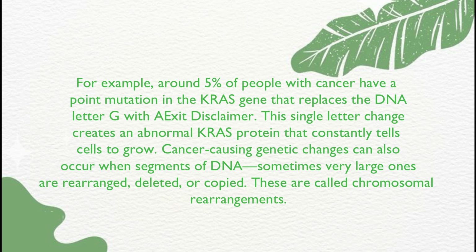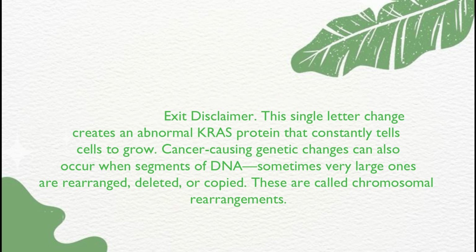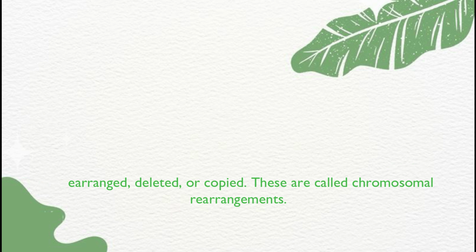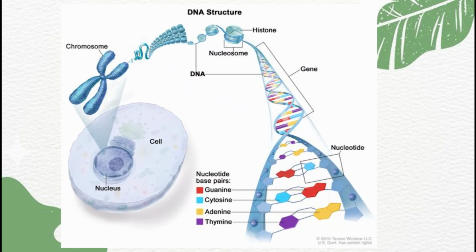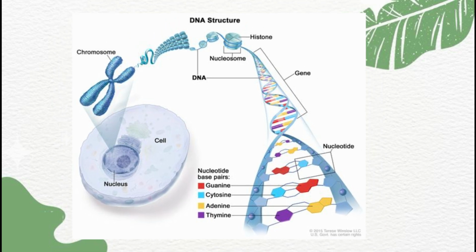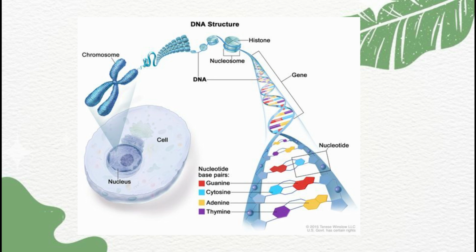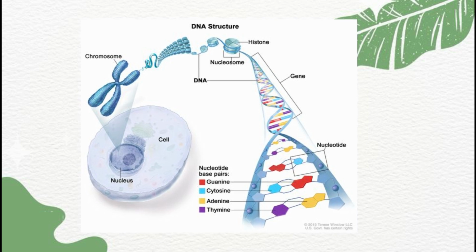Cancer-causing genetic changes can also occur when segments of DNA, sometimes very large ones, are rearranged, deleted, or copied. These are called chromosomal rearrangements. For example, most chronic myelogenous leukemias are caused by a chromosomal rearrangement that places part of the BCR gene next to the ABL gene. This rearrangement creates an abnormal protein, called BCR-ABL, that makes leukemia cells grow out of control.